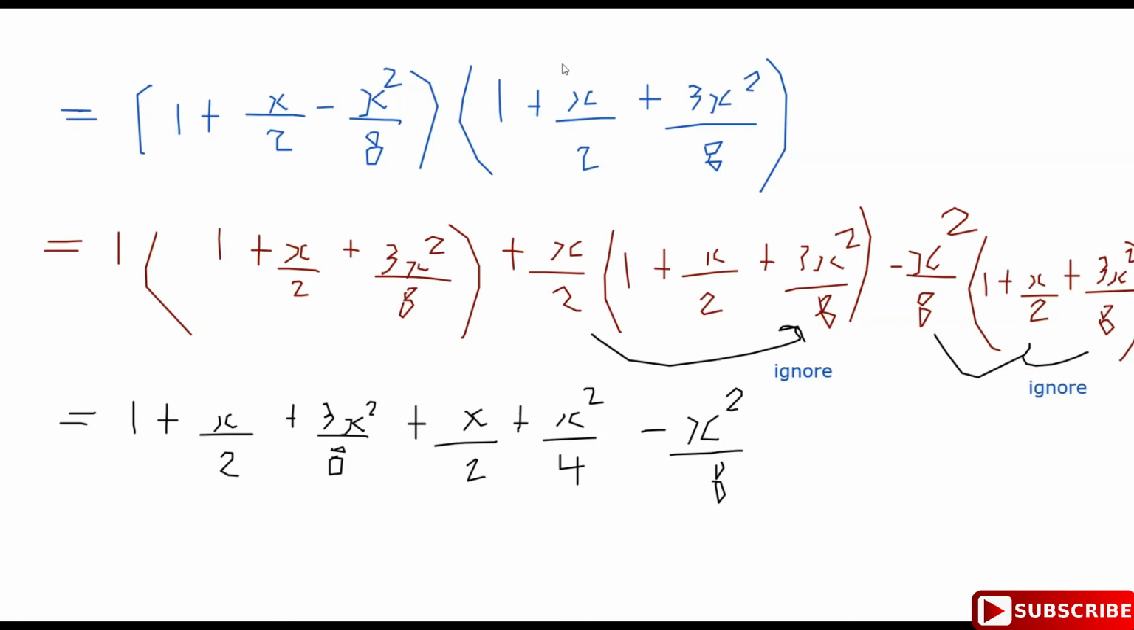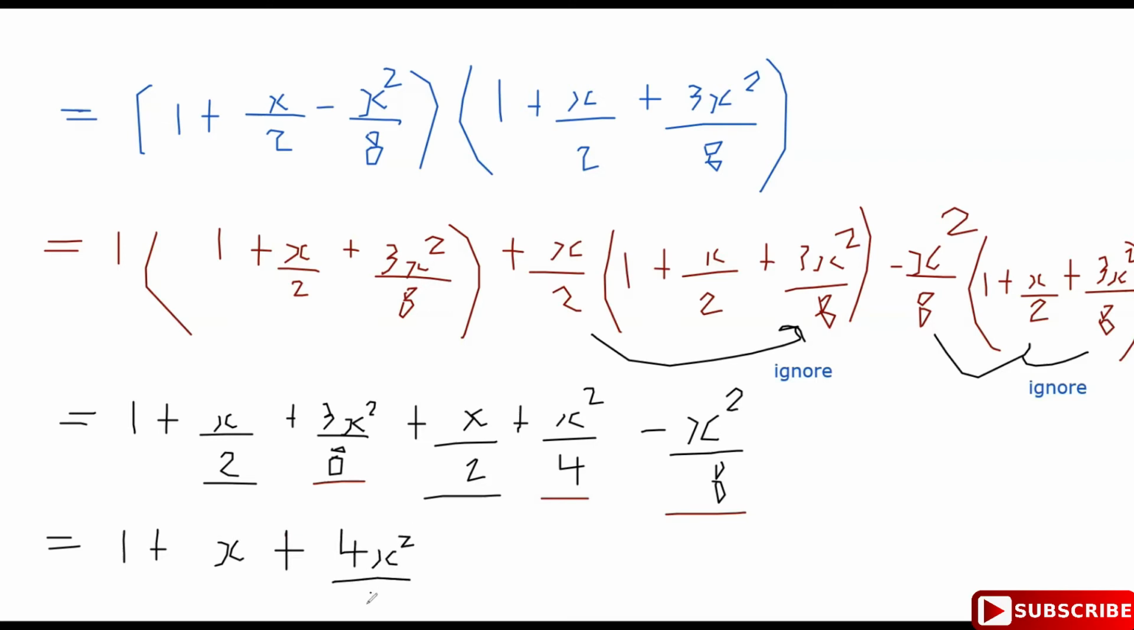And so what we finally get, drum rolls, this is going to be 1 plus, let's see now, x over 2 plus x over 2. X over 2 plus x over 2 is just x. And then we need to add 3x squared over 8 plus x squared over 4 minus x squared over 8. 3 and 2 is 5, minus 1 is 4. So that's going to be plus 4x squared over 8.